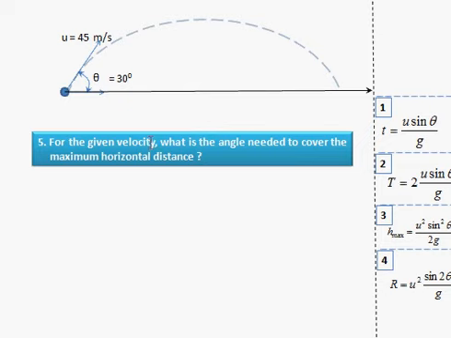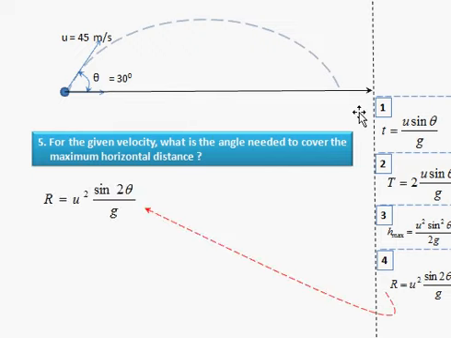For the given velocity, that is, the initial velocity defined as 45 meters per second, what is the angle needed to cover the maximum horizontal distance? In the previous question, we found the horizontal distance. But now the question is, if the angle is changed, what will be the maximum distance covered? The possibility is given to us to utilize different angles so that we find out the maximum distance covered. Let us use the fourth formula again.